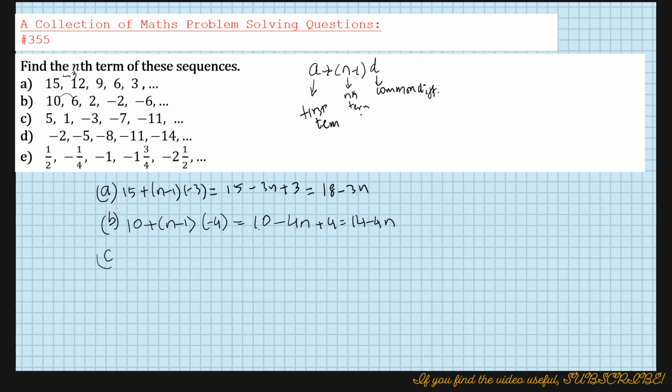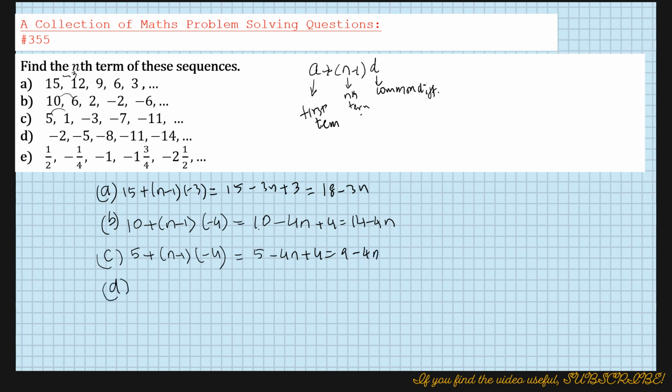Similarly for C, the first term is 5 plus n minus 1 times the difference. The difference is minus 4. So once again we write minus 4, and therefore that would be equal to 5 minus 4n plus 4, that is 9 minus 4n.